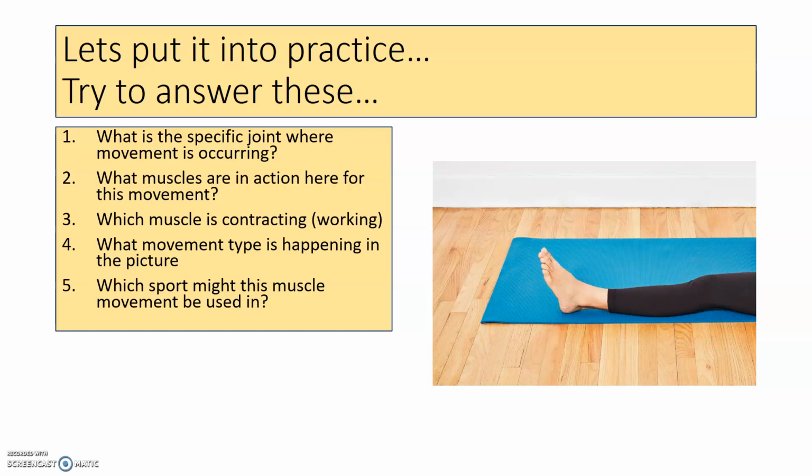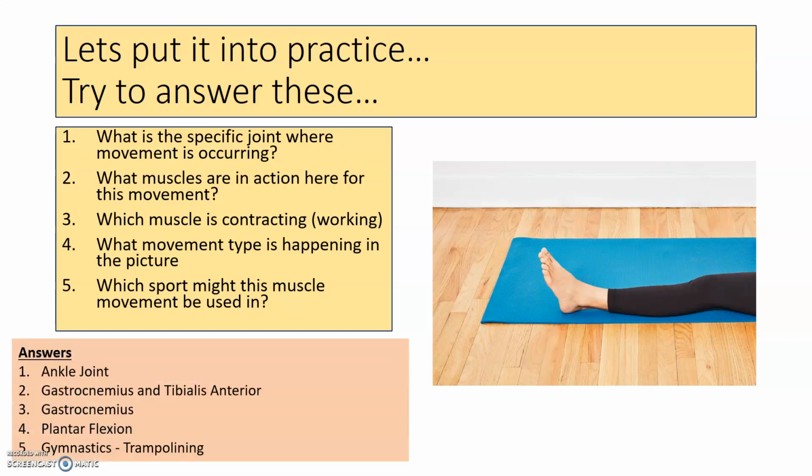So hopefully you've come up with an answer. Again, you would have mentioned here that the ankle joint is where we're looking specifically. We're looking at the muscles being used, the gastrocnemius and the tibialis anterior. The gastrocnemius is the one that's contracting. Try and do that movement perhaps on the floor and then feel the back of your leg, your calf, your gastrocnemius, and you should be able to feel that tensing as you point your toes towards the ground.